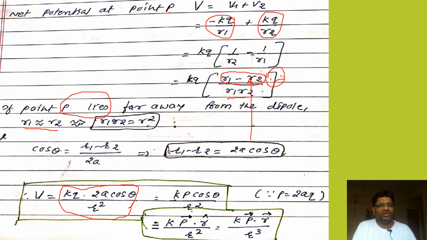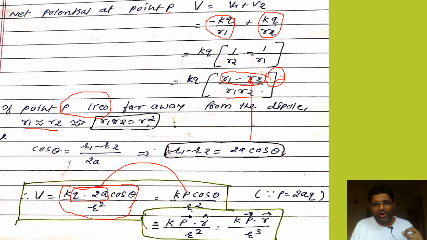So what's the magic you have done here? Well, you are a magician and you have brought this 2aq in the denominator. What is 2aq? It's a dipole moment. I have been telling you from the very first class that whenever you work with a dipole, you should always try to bring 2aq into the numerator or anywhere. You have brought it, so in its place you have put P here. So K into P into cos theta by R square.